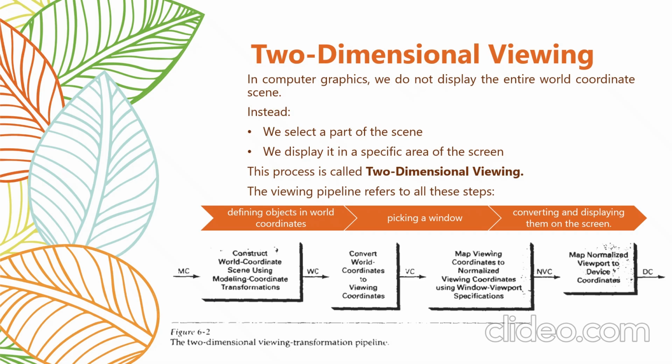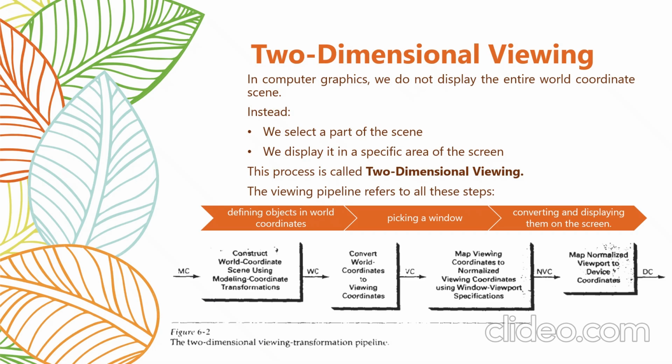Imagine drawing an entire city on a very large map. If you want to look at only one street, you don't need to see the whole map. Instead, you just focus on only the required section, right? So, computer graphics work in exactly the same way. The complete scene is defined in what is called the world coordinate system, where every object has its own position and dimensions.